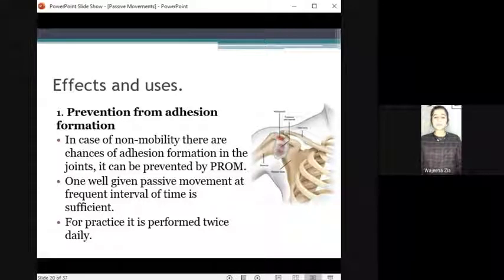In case of non-mobility, there are chances of adhesion formation in the synovial joint, and it can be prevented by passive range of motion. One well-given passive movement at frequent intervals of time is sufficient, but for practice and for better results, it is performed twice a day.